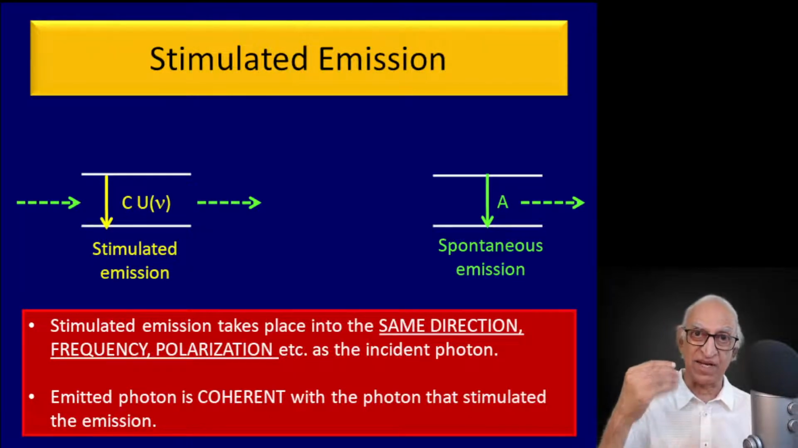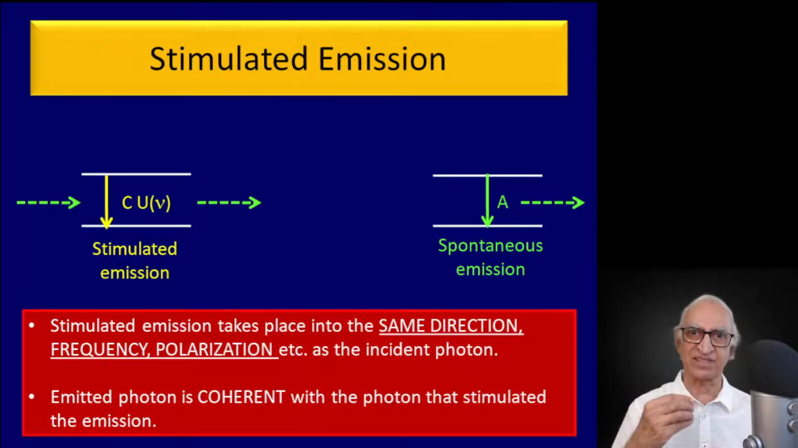So, a laser or a maser is very, very special because the radiation is dominated by stimulated emission rather than spontaneous emission. We will discuss this at great length. And this radiation is coherent. It is in a particular direction, it's at a particular frequency, it has a particular polarization. That's what makes radiation from a laser or a maser so unique.